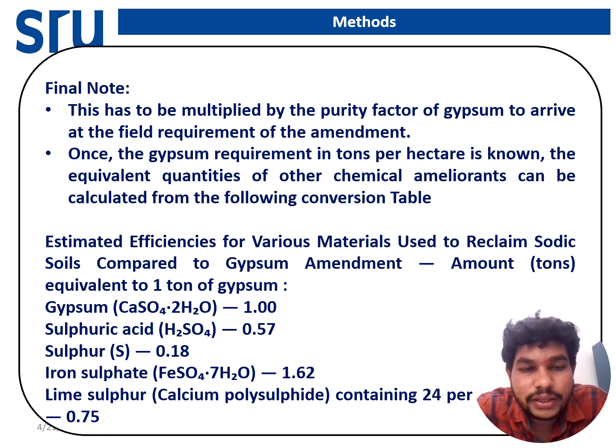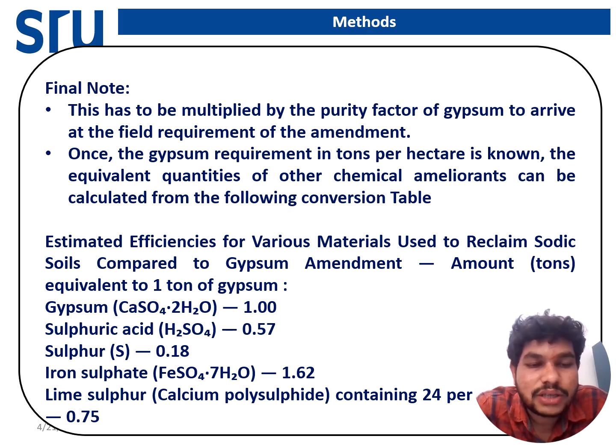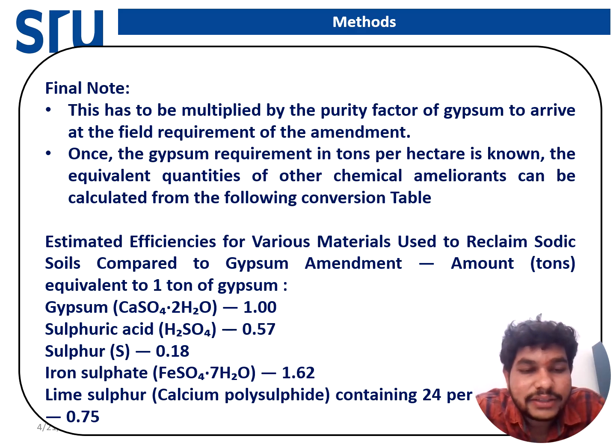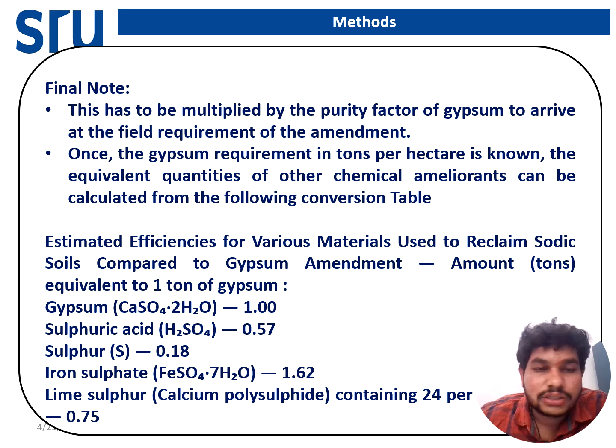Okay. So other than gypsum, we can also go for other compounds. What is the equivalent for the gypsum? That compound we will see. If we use gypsum 1 ton, how much sulfuric acid can we use as compared to gypsum? That will be 0.5 tons. If you use sulfur, then for 1 ton of gypsum you can use only 0.18 tons. If you go for iron sulfate, you have to use 1.62 tons, but gypsum we have to use 1 ton. So that is the comparison between the other compounds and gypsum.